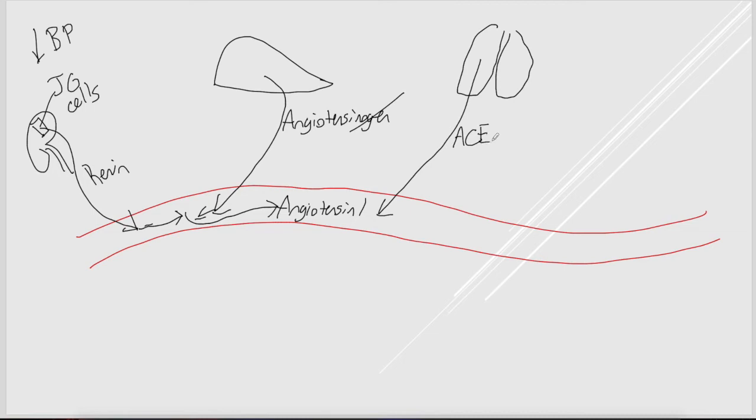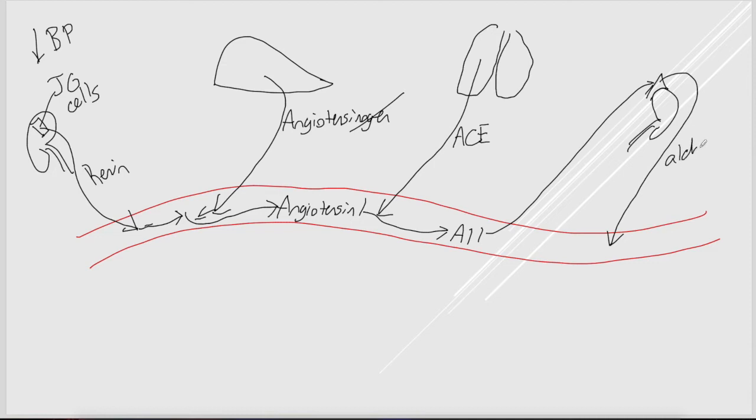Angiotensin converting enzyme is going to convert angiotensin 1 into angiotensin 2. We'll just call it A2. Now, angiotensin 2 is going to have a number of important jobs. So here's another sickly looking kidney. But one of its jobs is to go to the adrenal cortex and stimulate the release of aldosterone from the adrenal cortex. And aldosterone is very important for electrolyte and water balance.